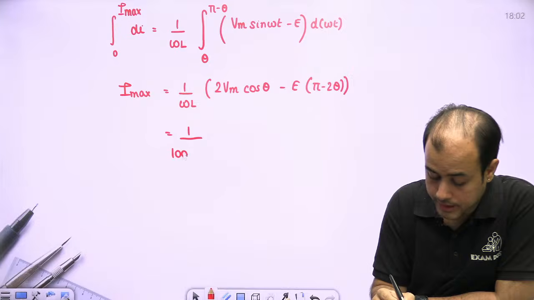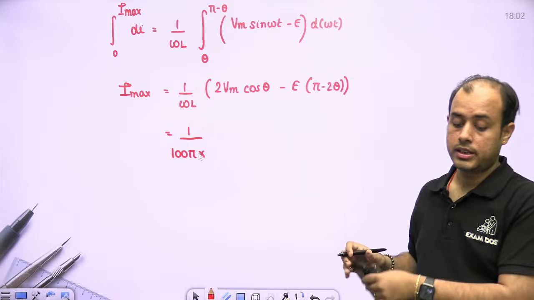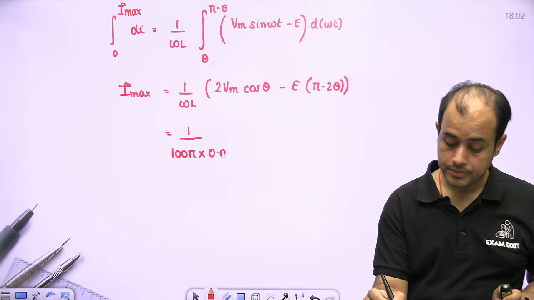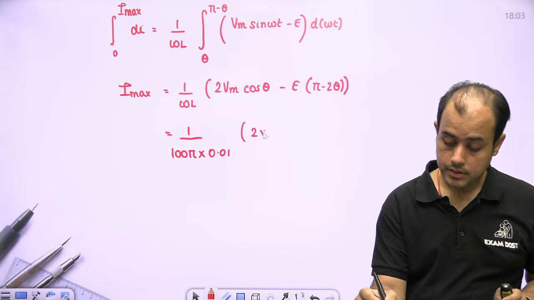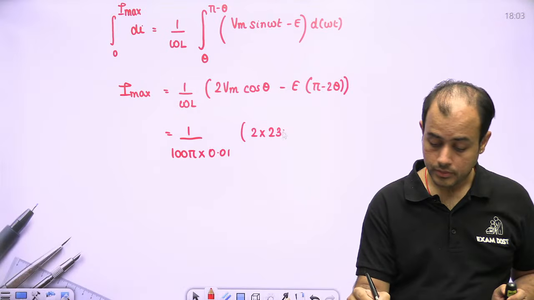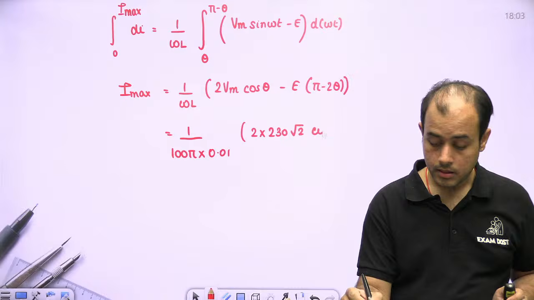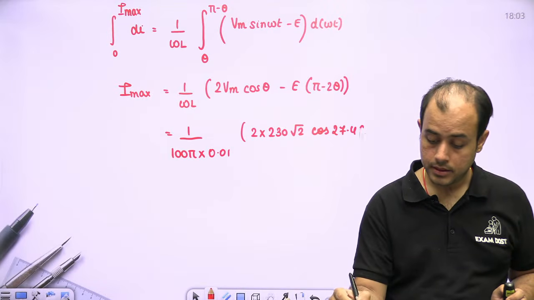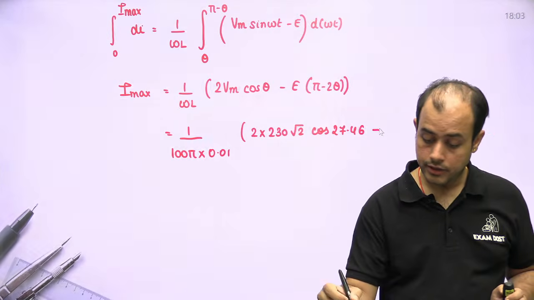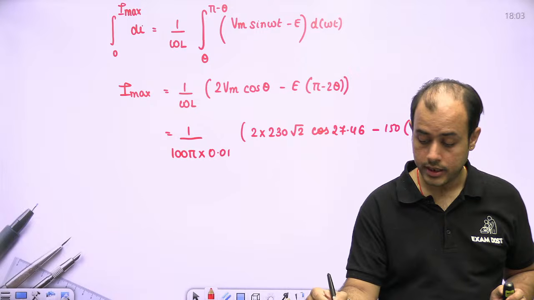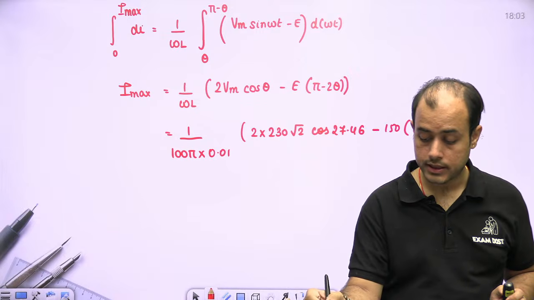One by 100 pi. What is L? L is 10 millihenry. Vm 230 root 2, cos 27.46 minus 150, 180 minus 2 into 27.46 into pi by 180.